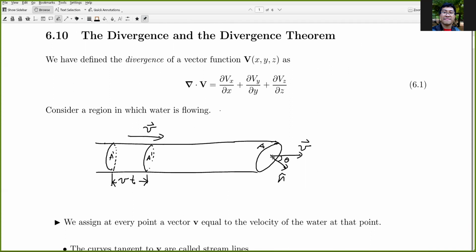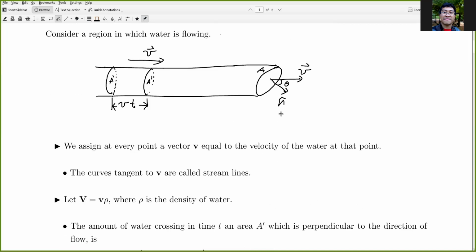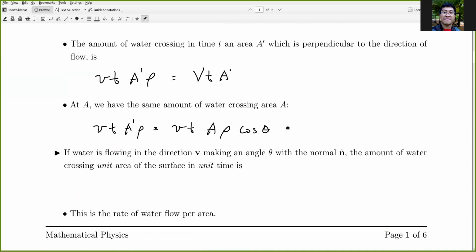So we project our V on this direction, the direction of n. So we multiply V by cosine theta. Or you can project this area normal to the area towards V. So in both cases we multiply by cosine theta. So this we can write as v times rho, which is capital V, t A cosine theta.